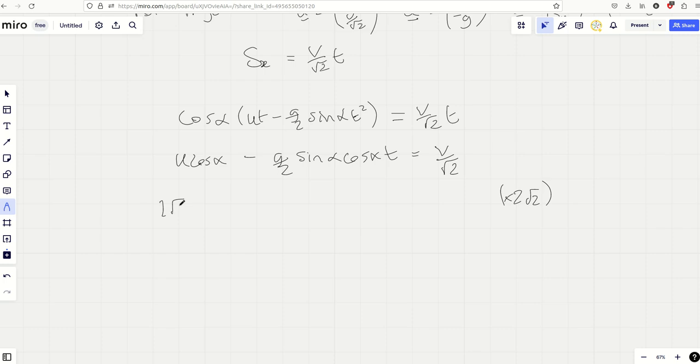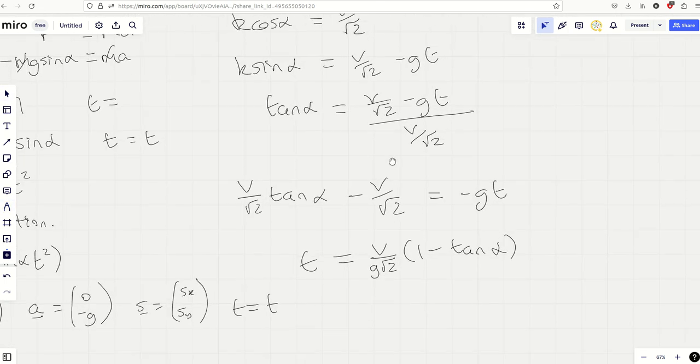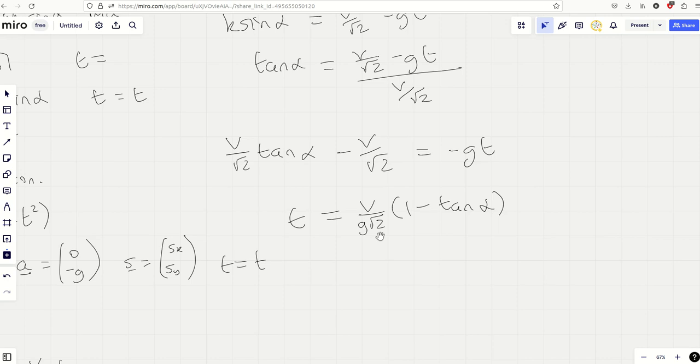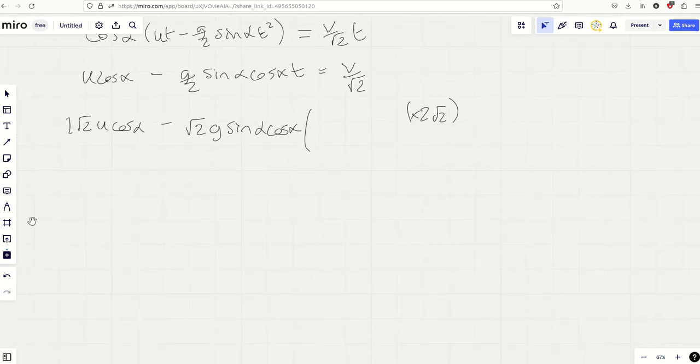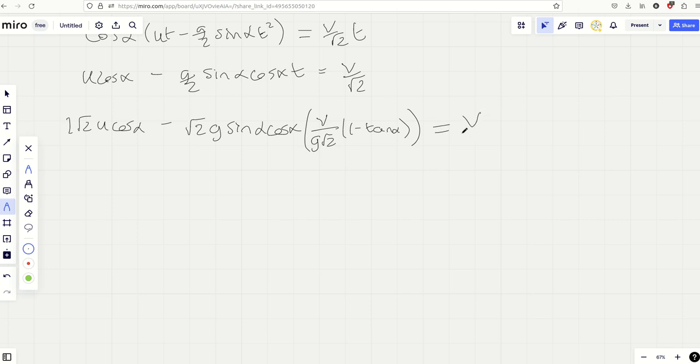Okay, so we get 2 root 2 u cos alpha minus, this is going to become root 2 g sine alpha cos alpha. But let's write t in terms of what it equals according to our last part's answer. It was v over g root 2 times 1 minus tan alpha. Cool. It's kind of in the way now. Let's get rid of that. And that should equal v over root 2.